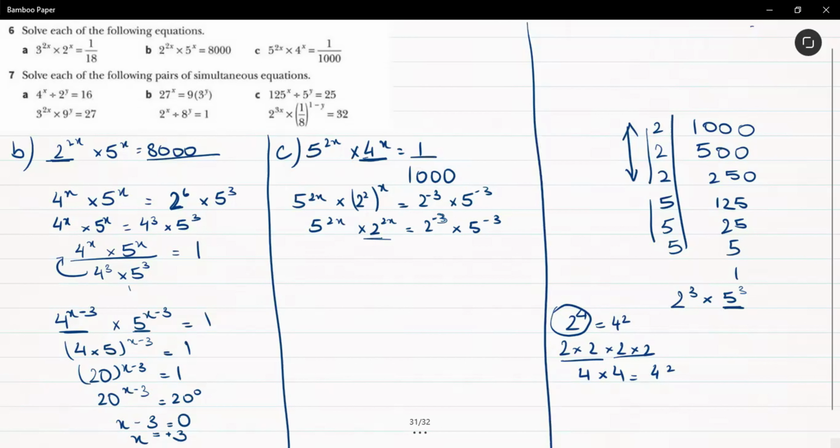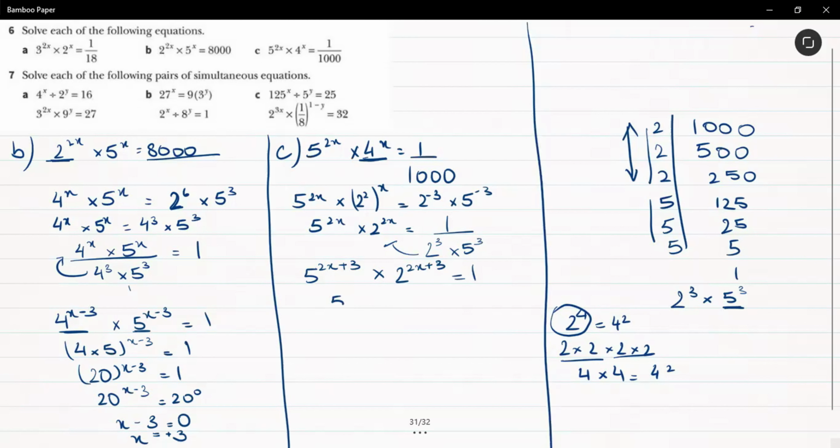Now, it's being divided here, because 2 raised to power negative 3 is essentially equal to 1 over 2 raised to power 3 multiplied by 5 raised to power 3. So we are going to multiply it here. That would give us 5 raised to power 2x plus 3, as we discussed, multiplied by 2 raised to power 2x plus 3 is equal to 1.